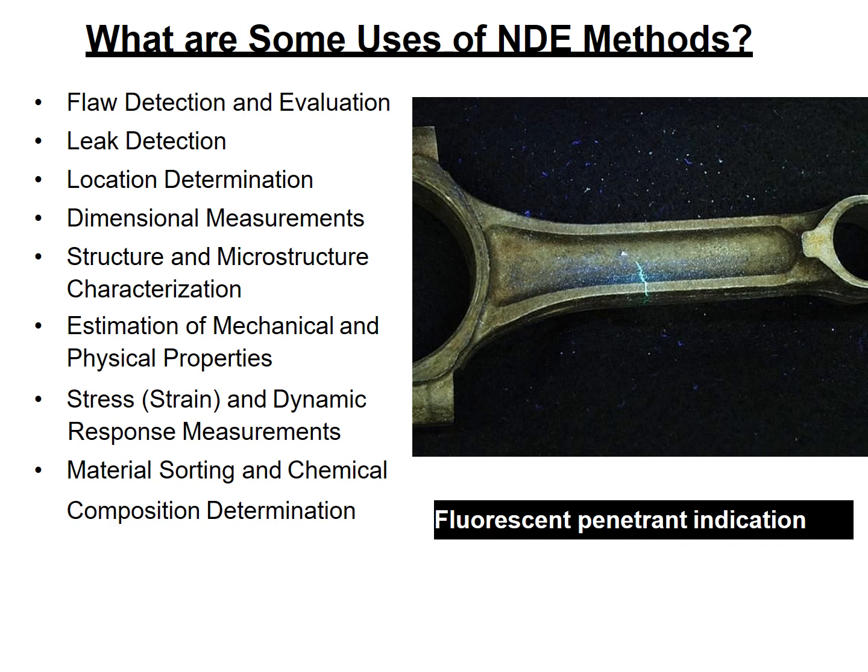Next is about uses of NDT methods. We can use the NDT methods for flaw detection and evaluation, leak detection, location determination of cracks, dimensional measurements, structure and microstructure characterization of the materials, estimation of mechanical and physical properties of the material, stress and strain measurements, material sorting, and chemical composition determination of the material, which can be done through non-destructive methods.